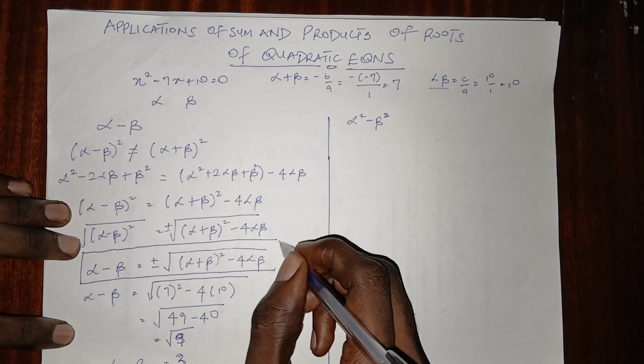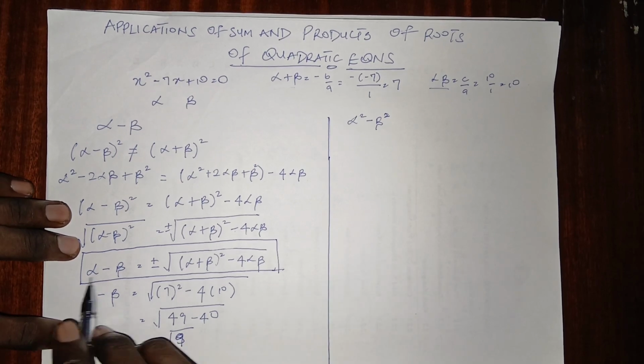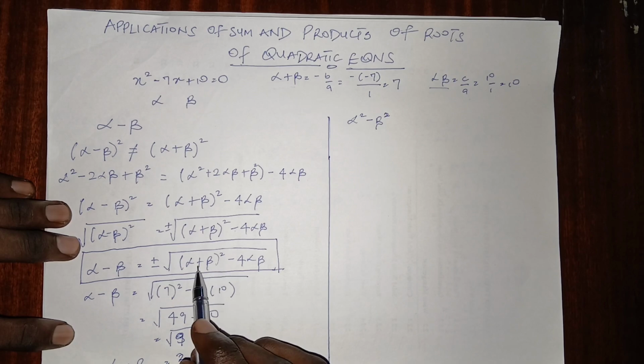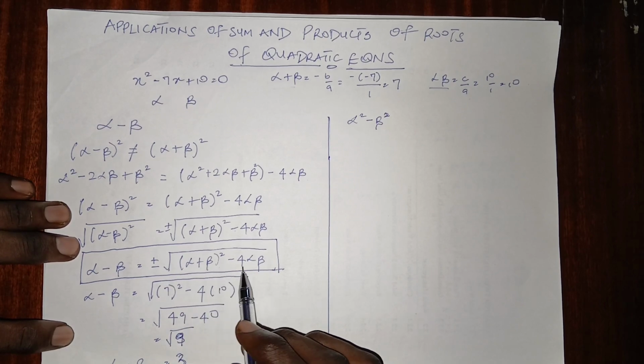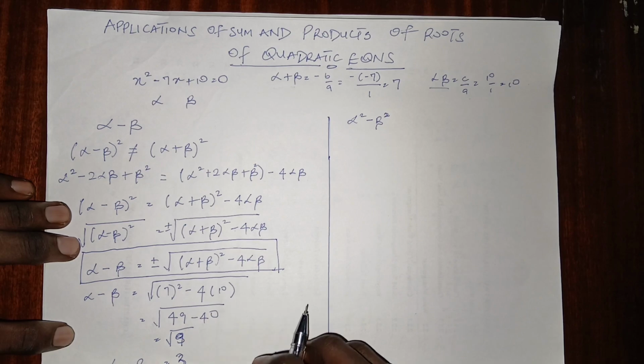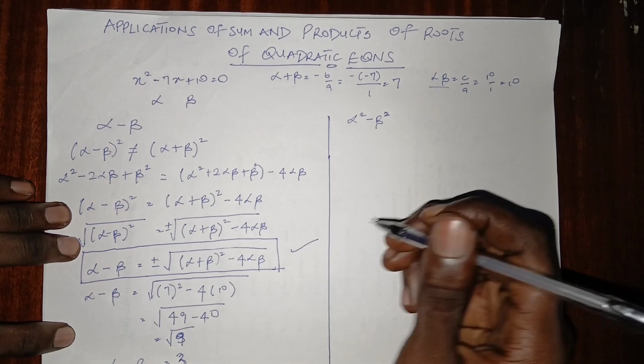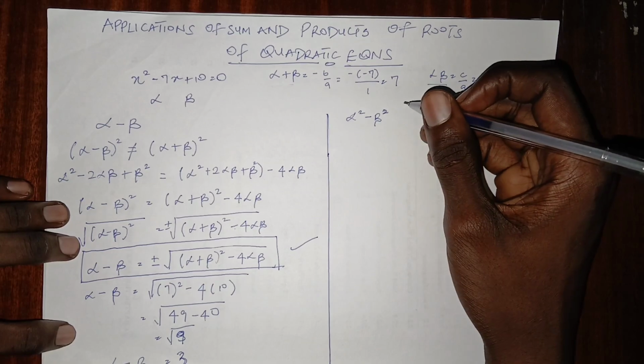All you need to know here is that alpha minus beta is going to give us this. In case you just want to skip this step, you can just use alpha minus beta equals plus or minus the square root of alpha plus beta squared minus 4 alpha beta, and solve.